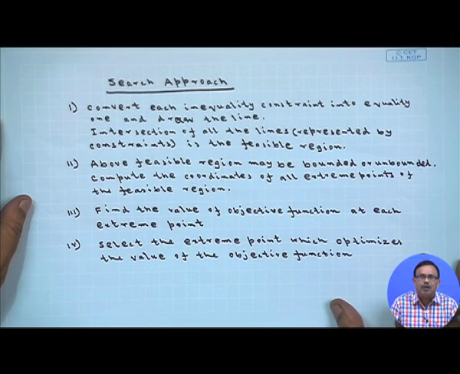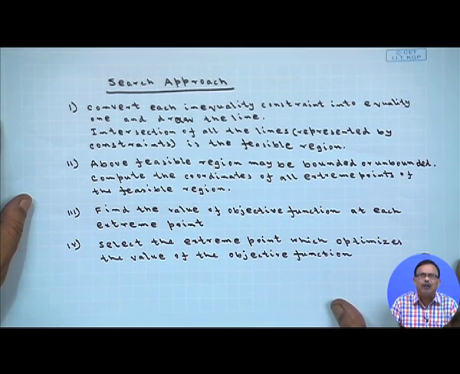The first one is to convert each inequality constraint into an equality constraint and draw the line, because in the LPP you have seen the constraint may be equality, may be inequality, that is, the constraint may be greater than or equal to, or less than or equal to. So, you have to treat all the inequality constraints as equality, so that you can draw a corresponding line to that particular constraint.